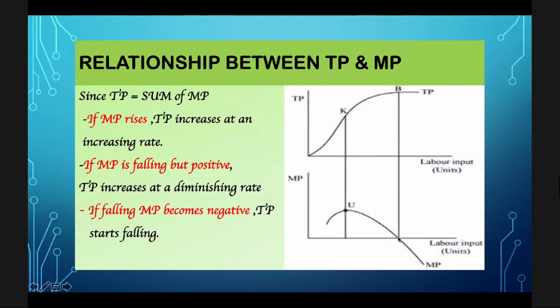When marginal product is 0, total product is maximum. And when marginal product becomes negative, total product starts to fall. This is the relationship between TP and MP. We are now going to discuss the relationship between TP and MP with the help of law of variable proportions.